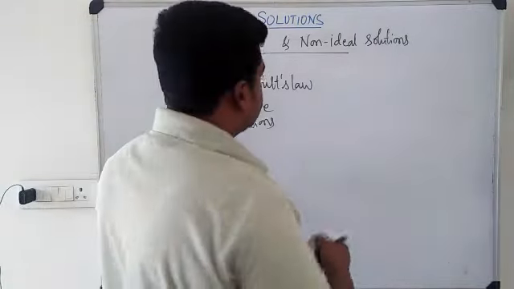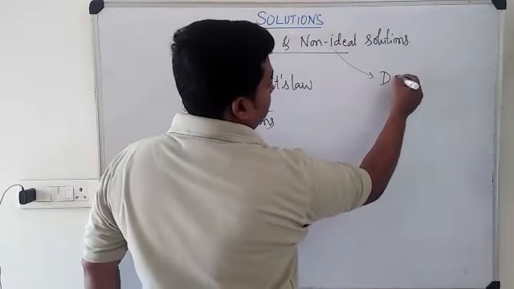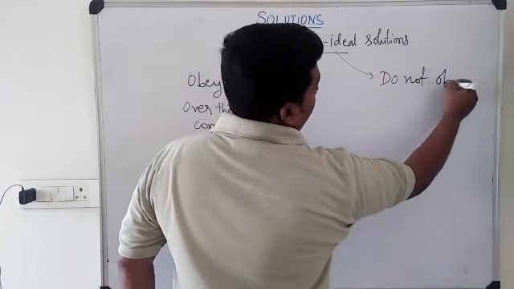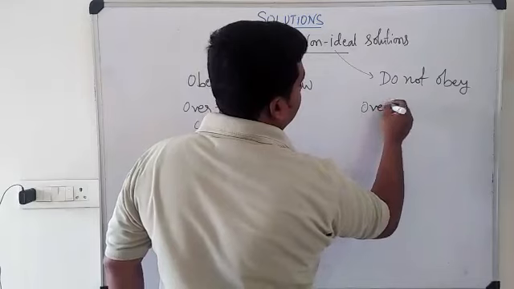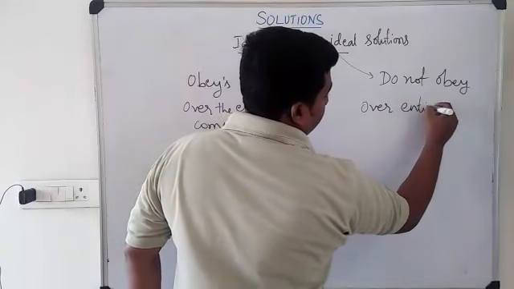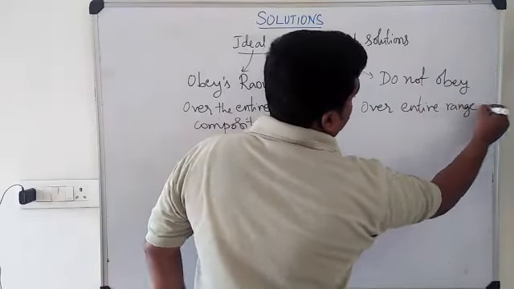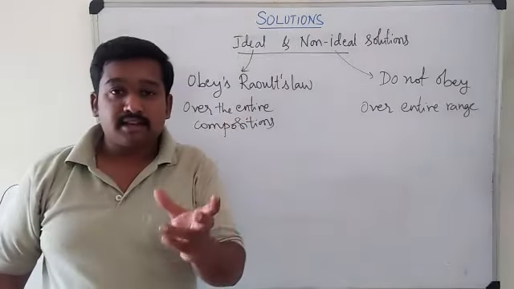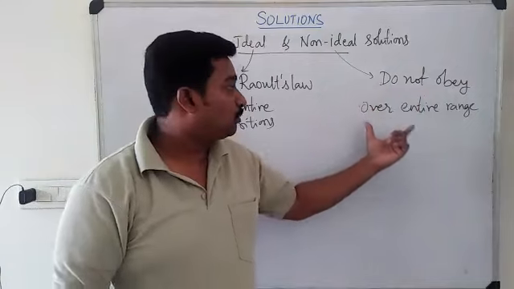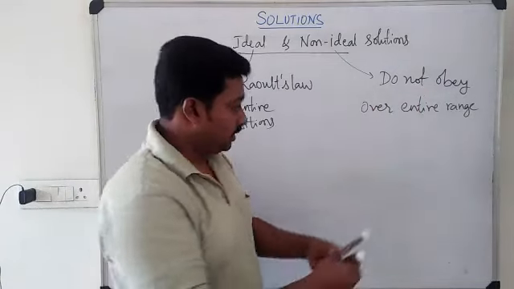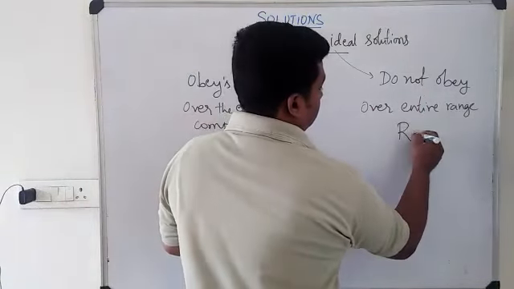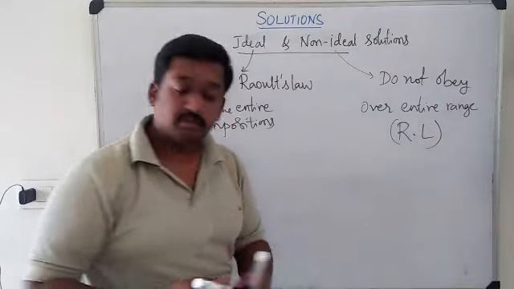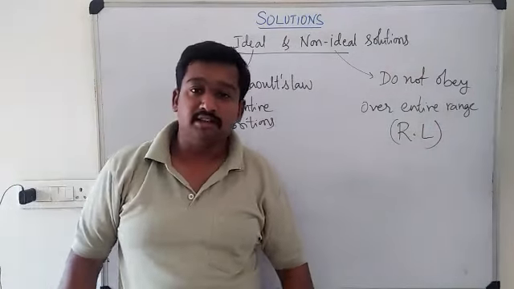Whereas non-ideal solutions are those which do not obey Raoult's law over the entire range. It doesn't mean they do not obey at all conditions. Maybe under certain conditions they do not obey Raoult's law. Such solutions are called non-ideal solutions.